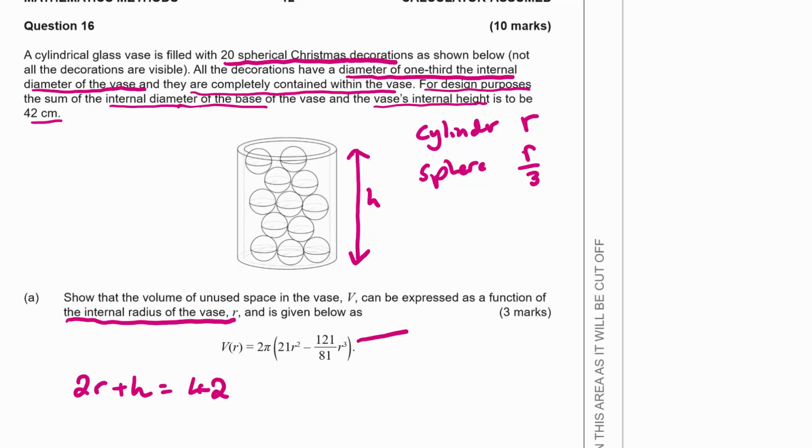Now if we look at this formula for the volume, it doesn't contain H. So that suggests to me here that I should write H is equal to 42 minus 2R, and that we're going to use that somewhere.